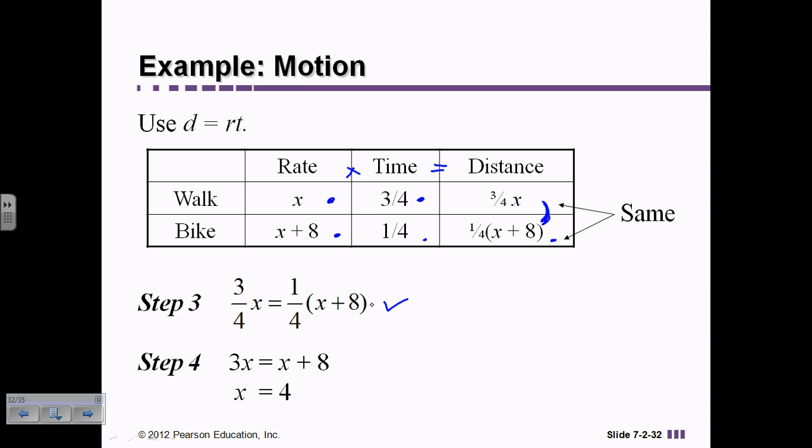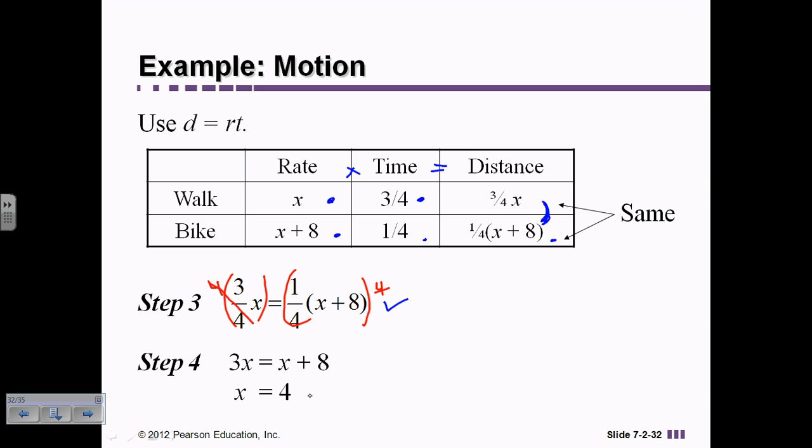Okay, so again, we don't like dealing with fractions. So we're going to multiply both sides of the problem by my fraction to get rid of it. The common denominator is 4, so we multiply both sides by 4. The 4's cancel out on the left, and we're left with 3x. And on the right, the 4's cancel out, and we're left with x plus 8.